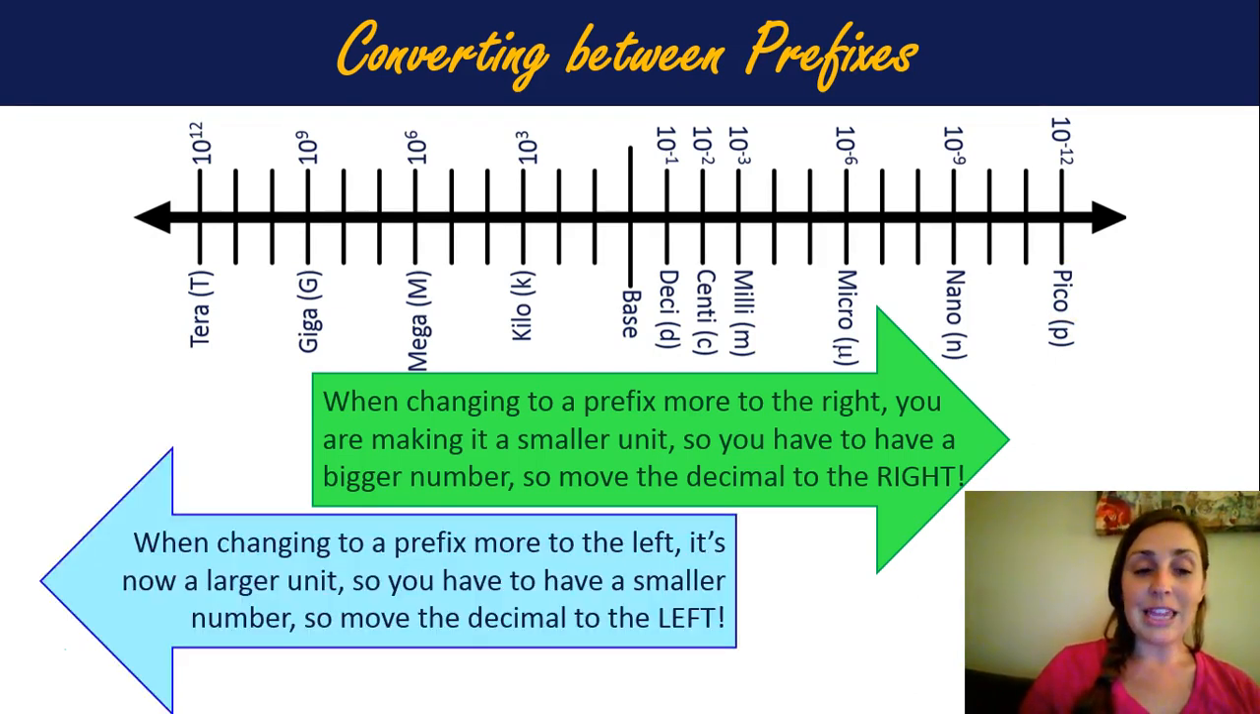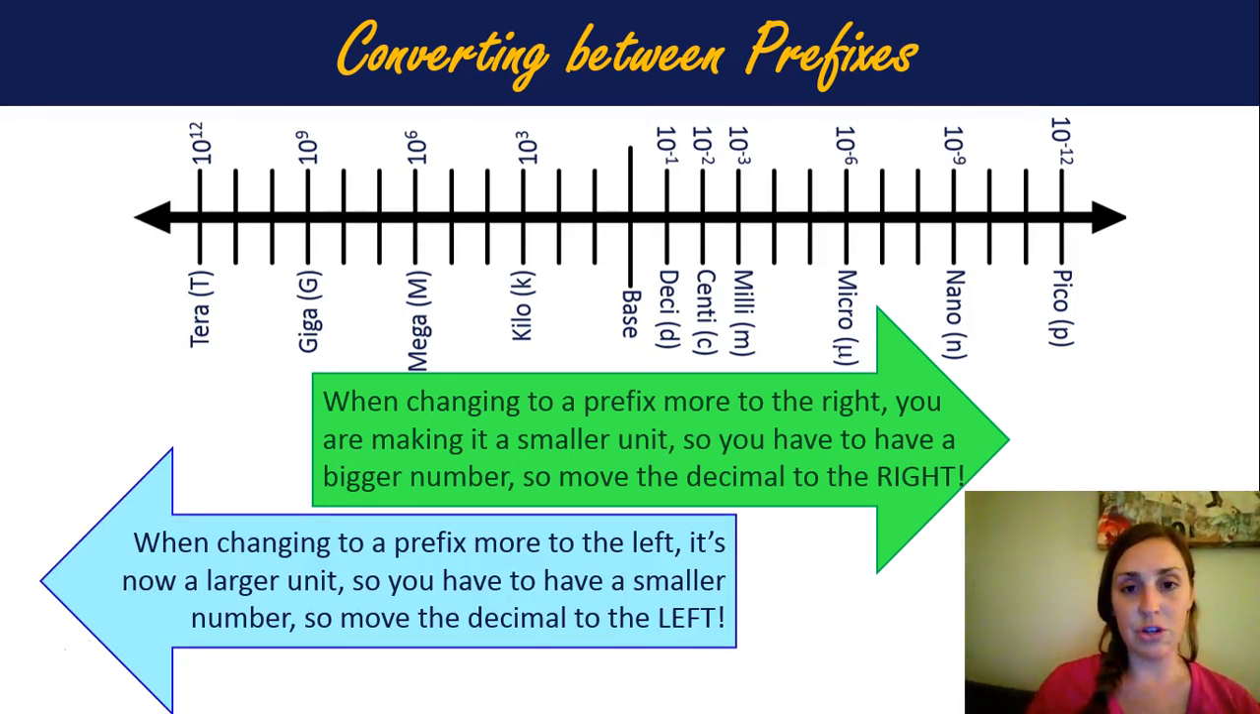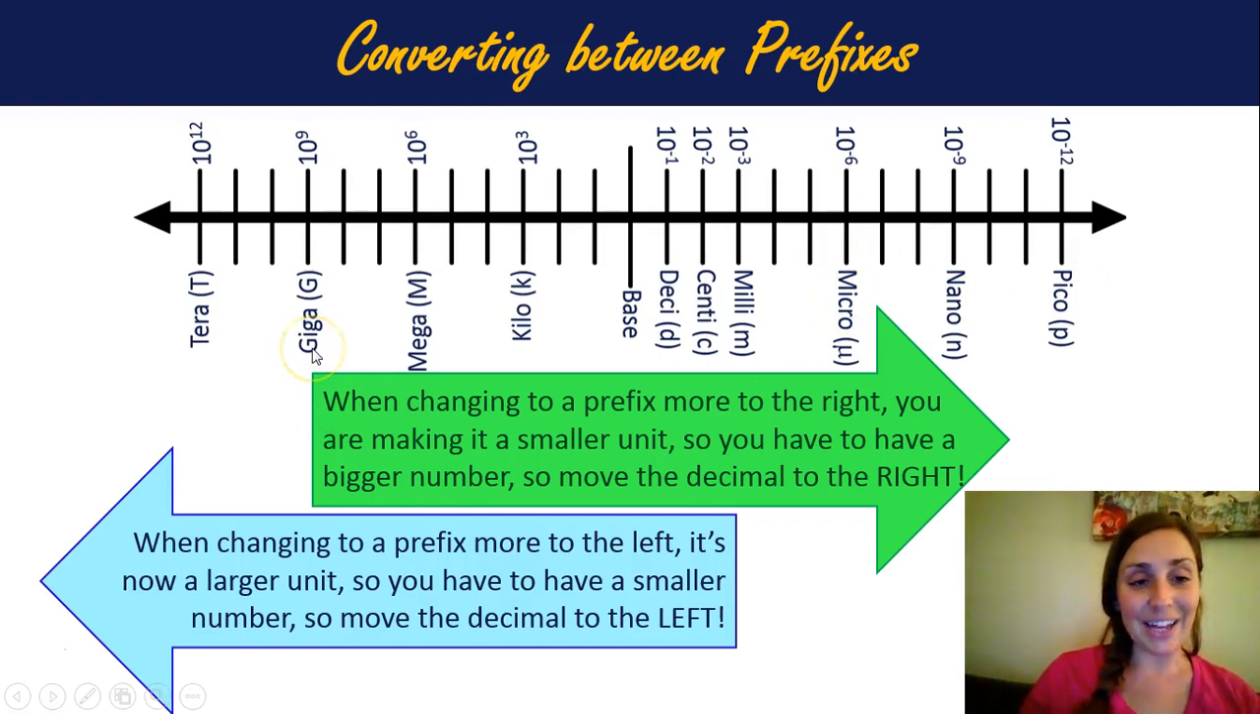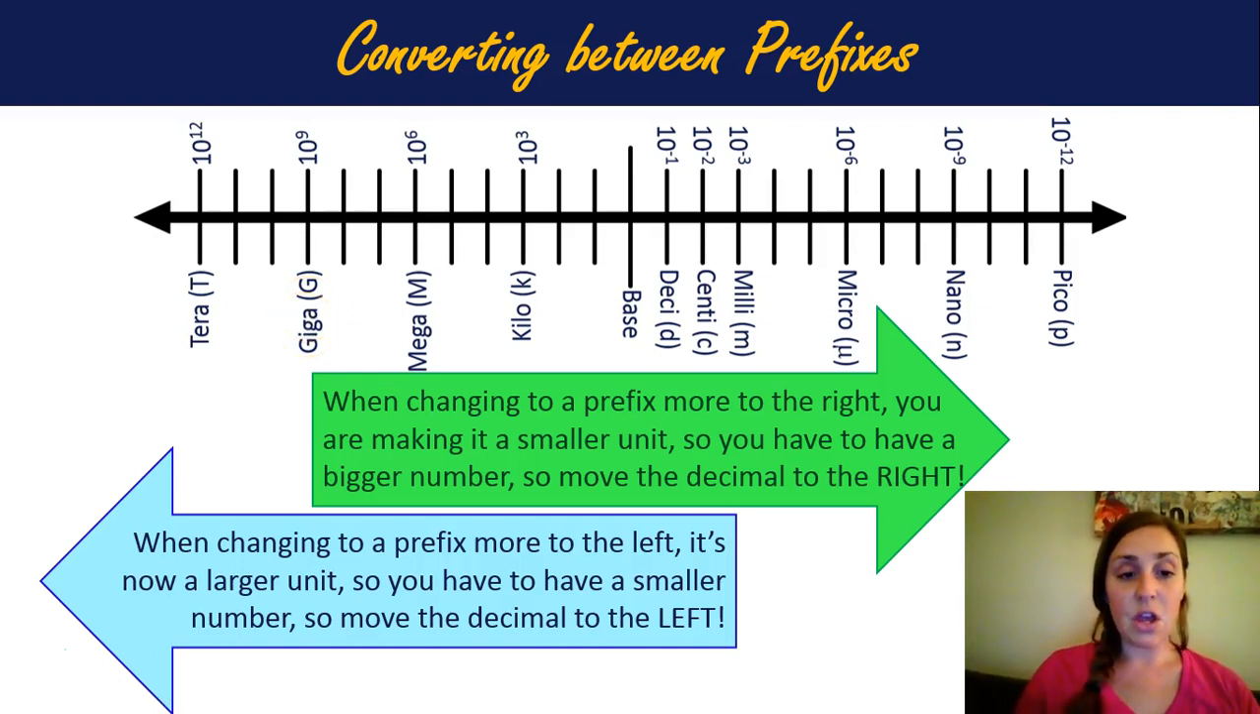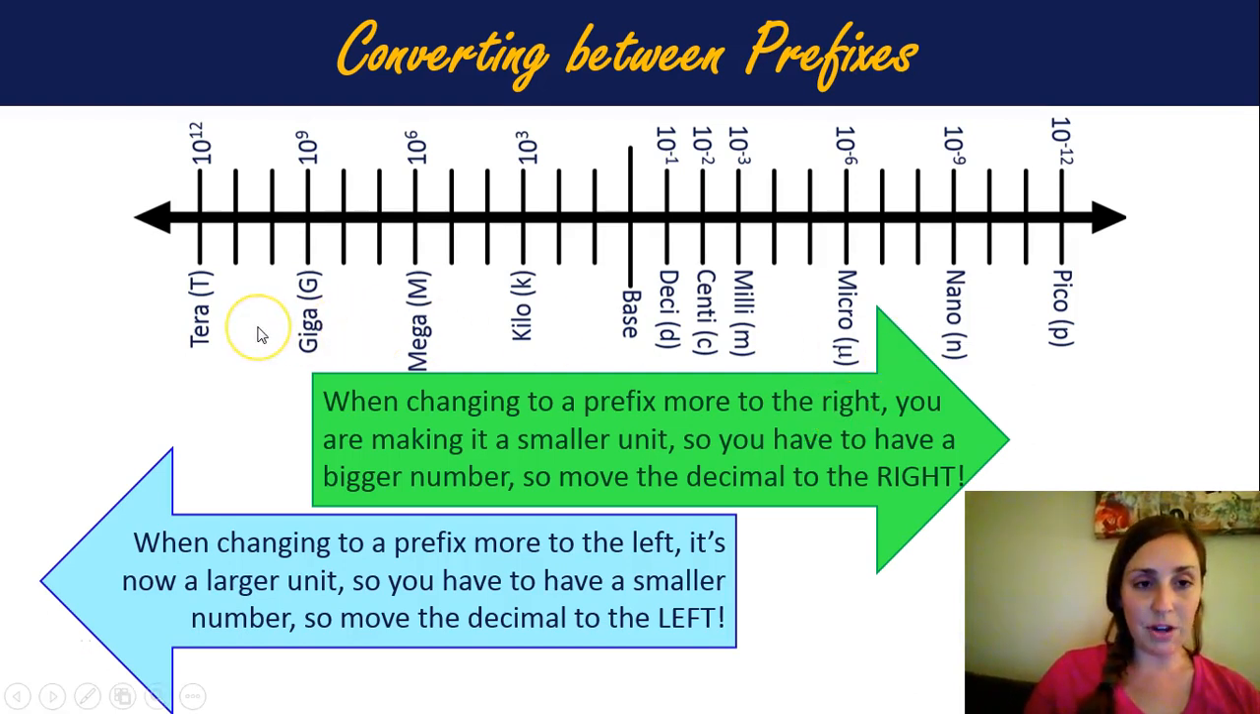If you're going the other way, to the left, that means you're giving a larger unit in the end. So say you're going from micro over to giga. There are a lot of micros in a small amount of gigas, because micros are small and gigas are big. So you don't need very many of the big thing. You need less of them. So when you're going to the left on this prefix number line, you have to have a smaller number, so you move the decimal to the left.